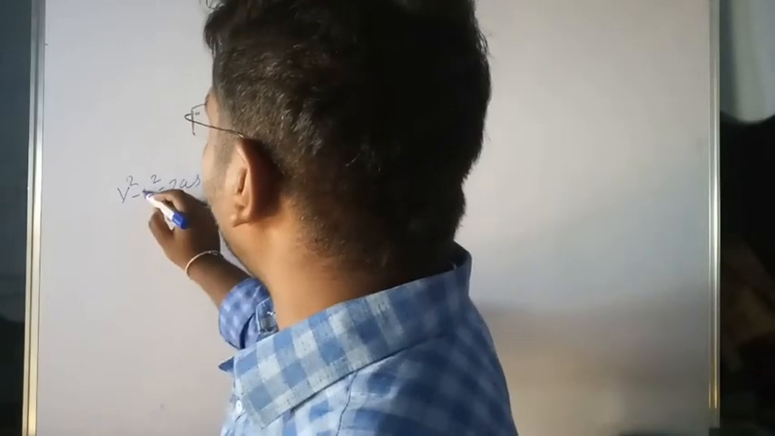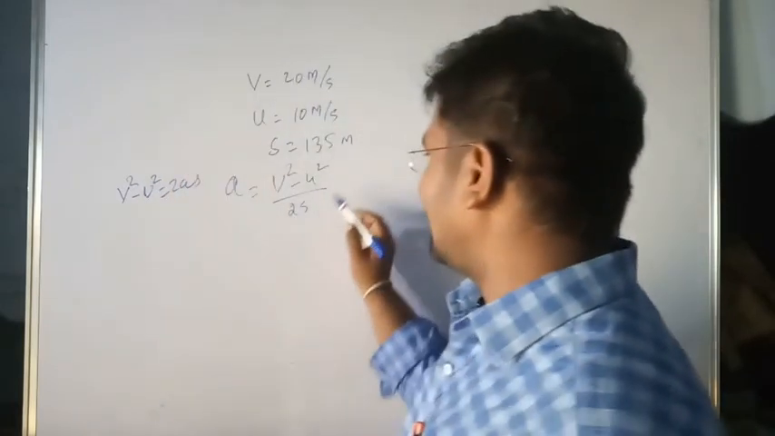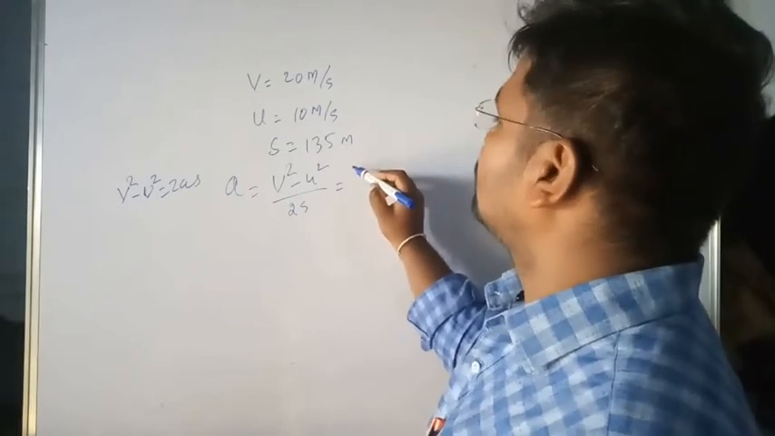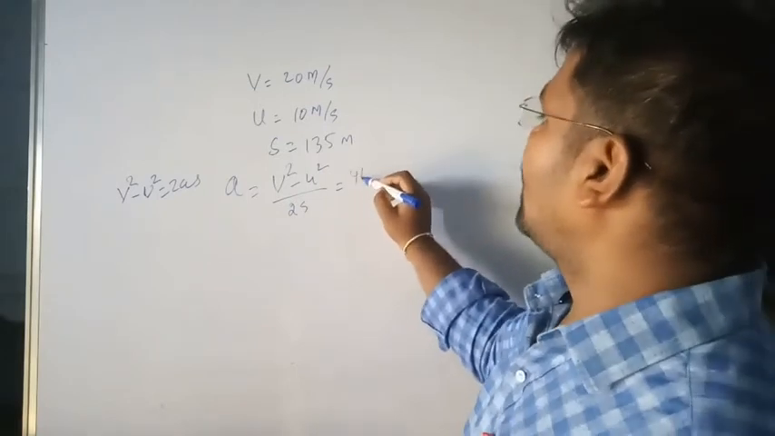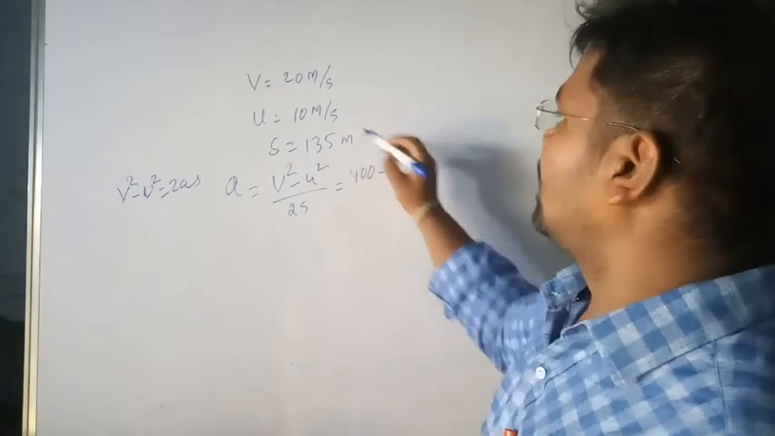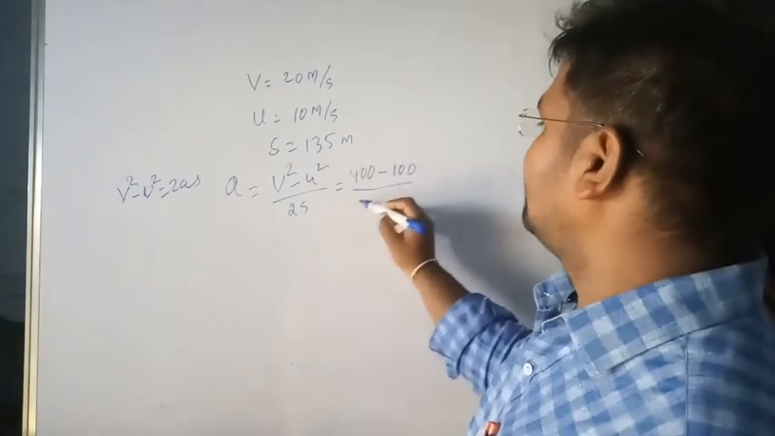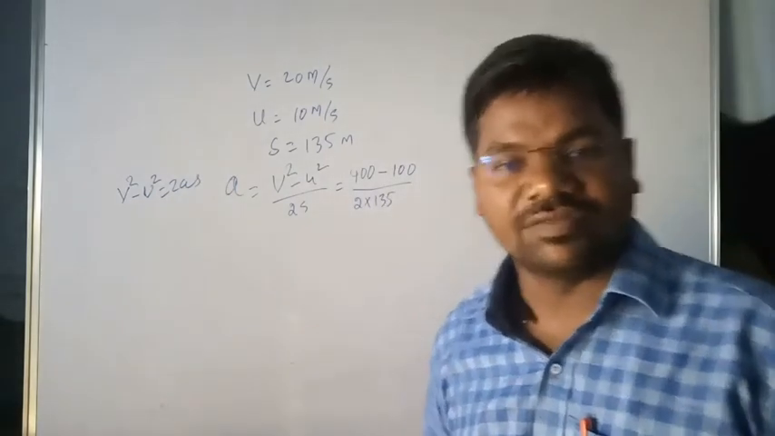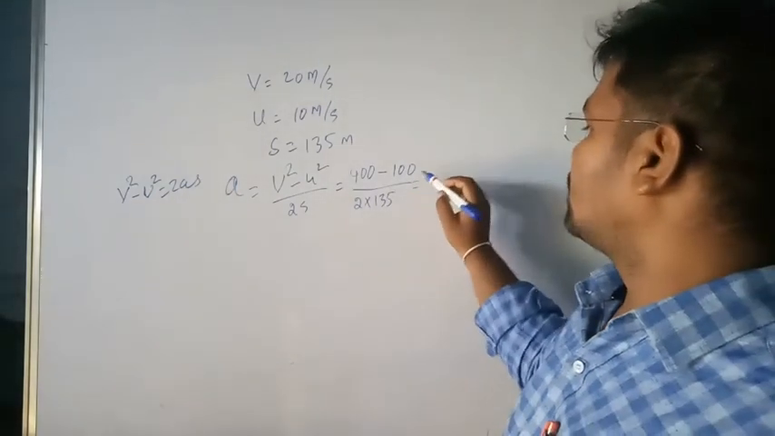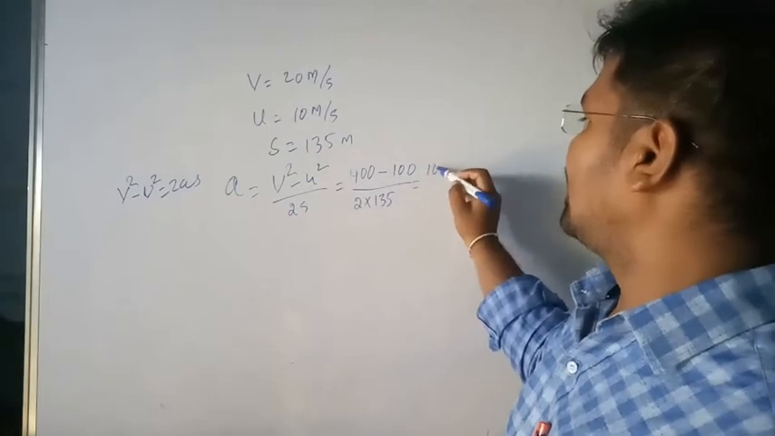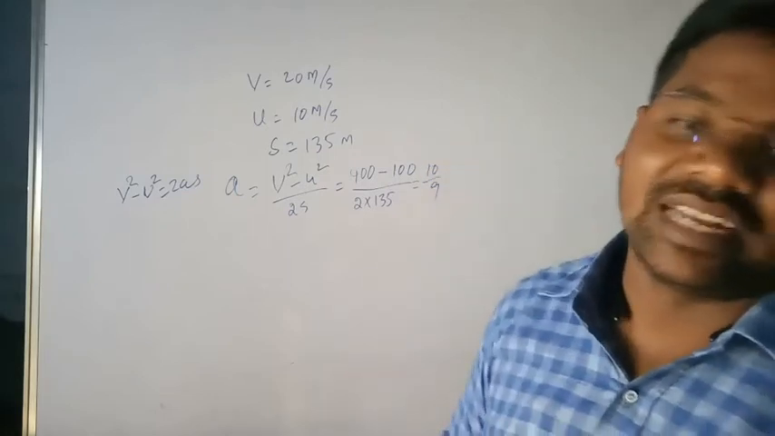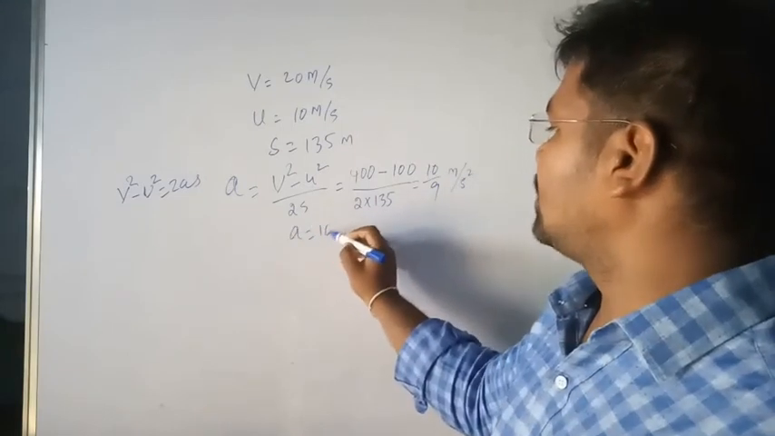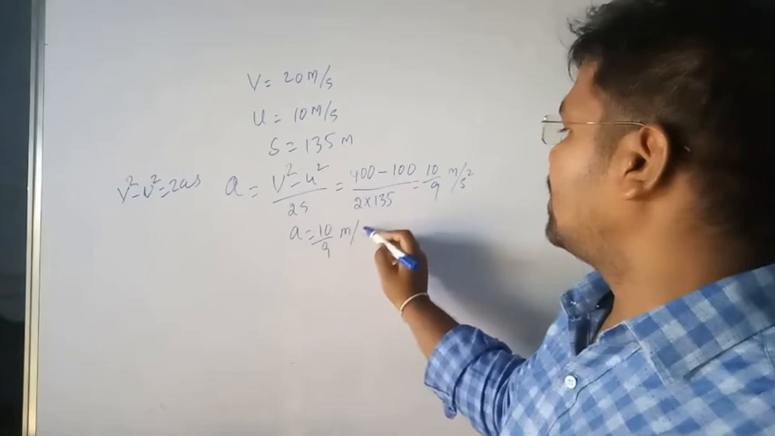Based on this formula, we have to find acceleration. So v square means 20 square, 400, minus u square 100, divided by 2 into 135. So we can get approximately 10 by 9 meter per second square. Acceleration a is equal to 10 divided by 9 meter per second square.